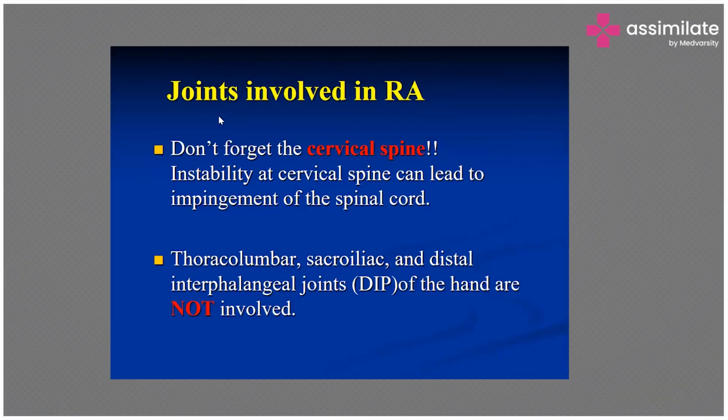So joints involved, you see, never forget the cervical spine. Can anyone tell me why I say you should never forget the cervical spine? Suppose a patient with a high degree of rheumatoid arthritis is presented to you with cervical spine pain. What is to be cautioned of? What precaution should you always take if a person is complaining of cervical spine pain?